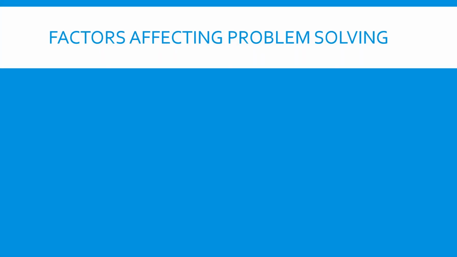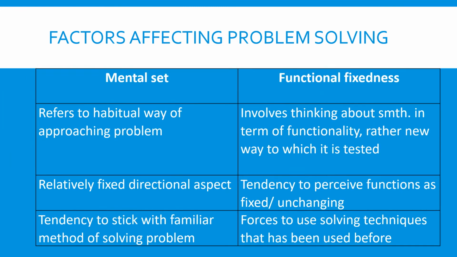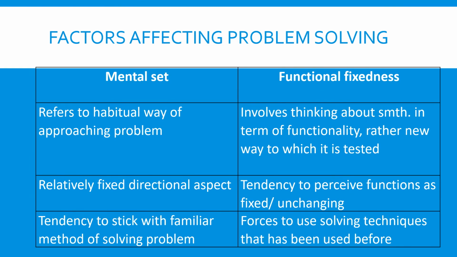Next we have factors affecting problem solving. So there is mental set and functional fixedness. Talking about mental set, it refers to the habitual way of approaching a problem, a relatively fixed directional aspect. There is a tendency to stick with a familiar method of problem solving. Next we have functional fixedness, which involves thinking about something in terms of its functionality rather than a new way in which it can be used. The tendency to perceive function as fixed or unchanging.